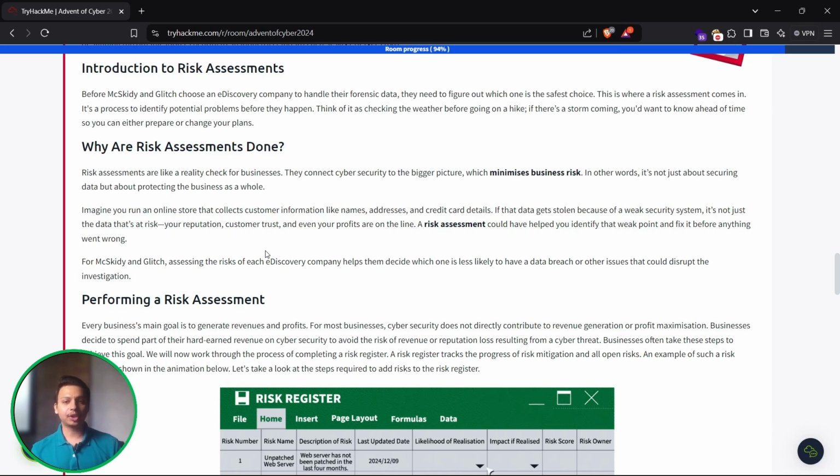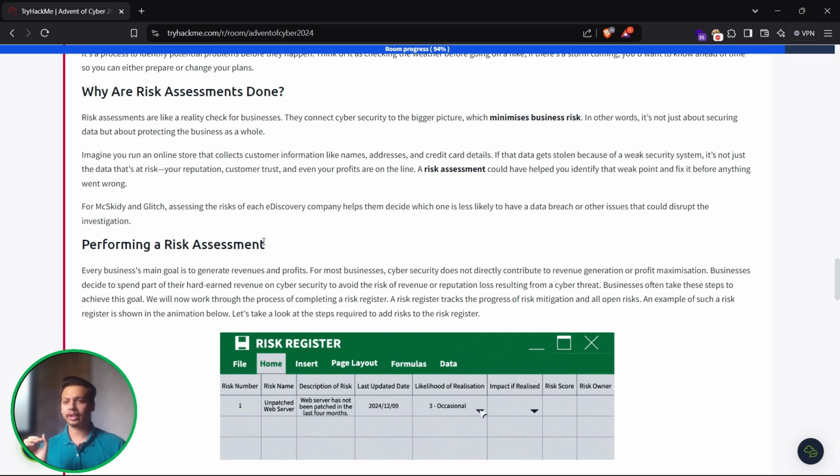Before Max Kiddy and Glitch choose an e-discovery company to handle their forensic data, they need to figure out which one of these is the safest choice. This is where risk assessment comes in. It identifies potential problems before they happen. Think of it as checking the weather before going on a hike. If there is a storm coming, you know ahead of time, so you can either prepare or change your plans.